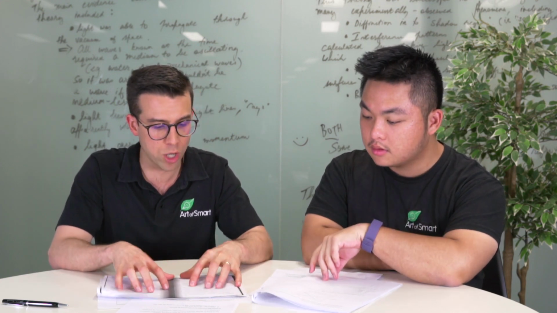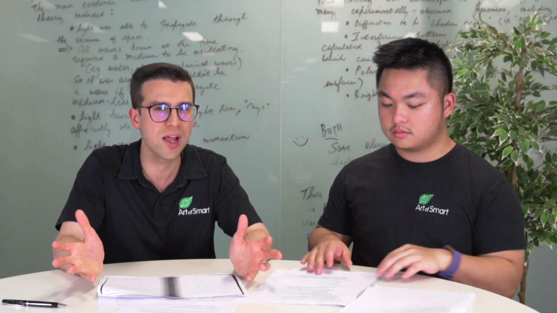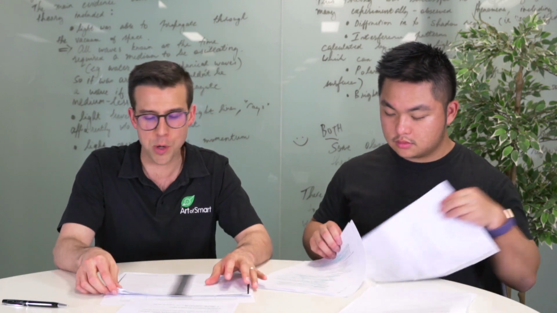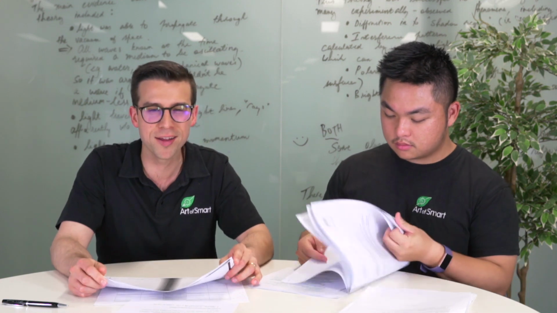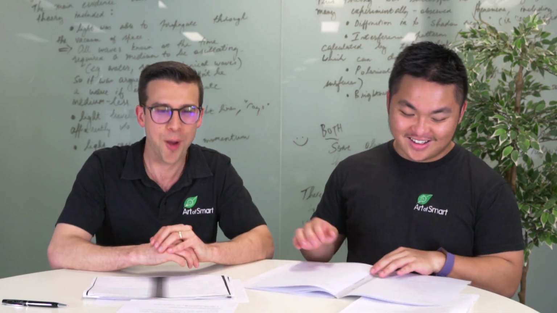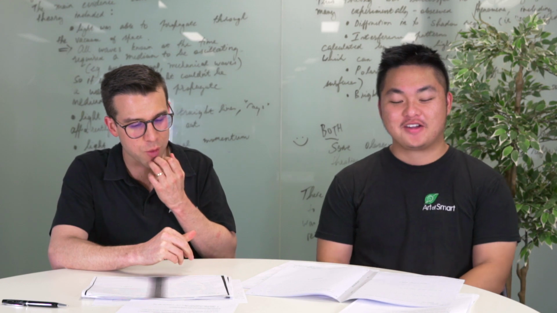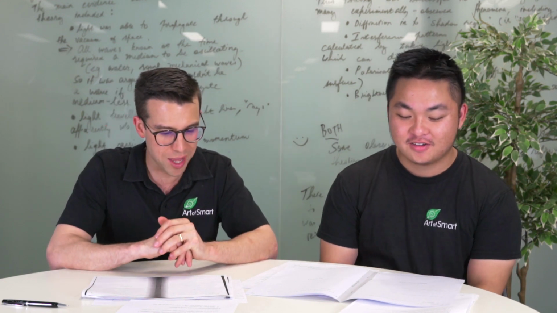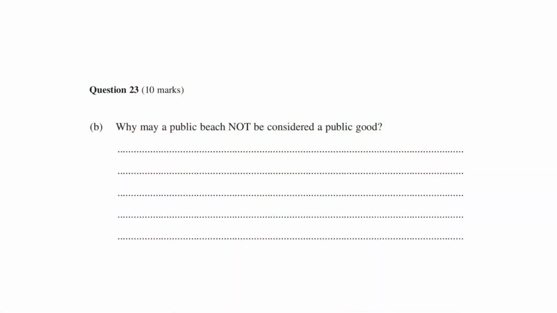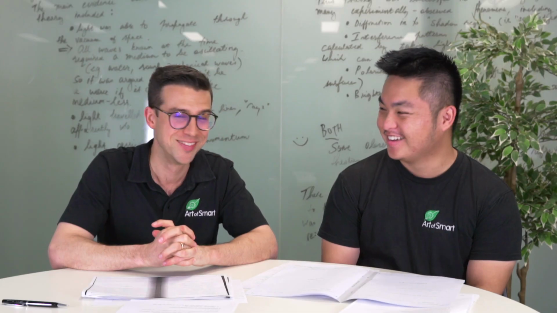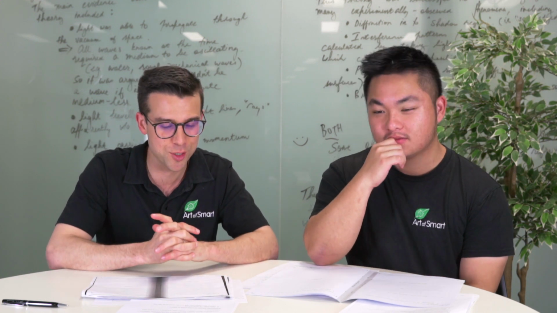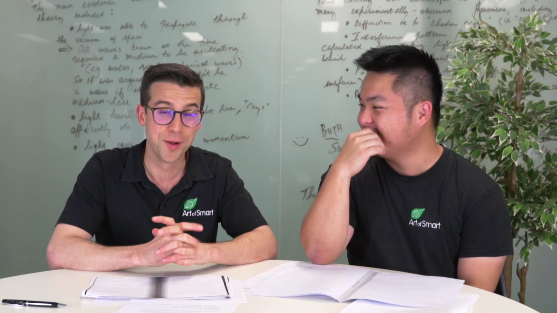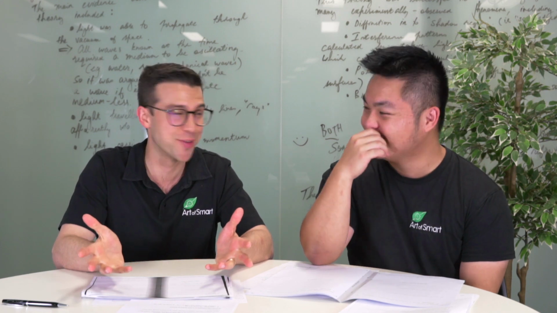So then we're only going to look at one short answer, because most of the short answers were fairly clear. There was one that was probably slightly more funny than anything else, right? Which I know inspired a fair few memes post the HSC exam. And this was in question 23. It was B, why may a public beach not be considered a public good? Great question. Maybe you've seen some of the memes. Maybe you've made a meme. Possibly, right? Actually, that's probably more likely.